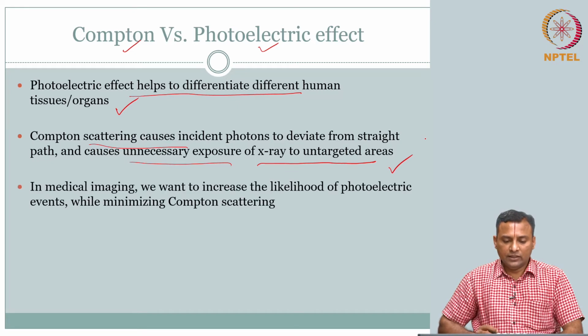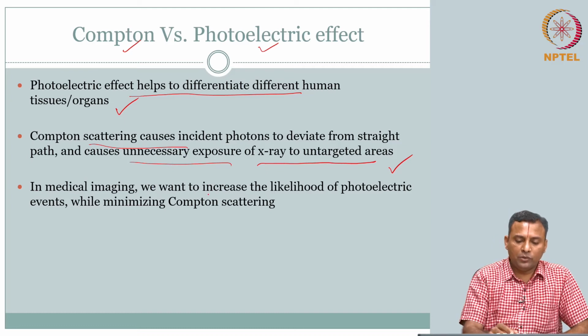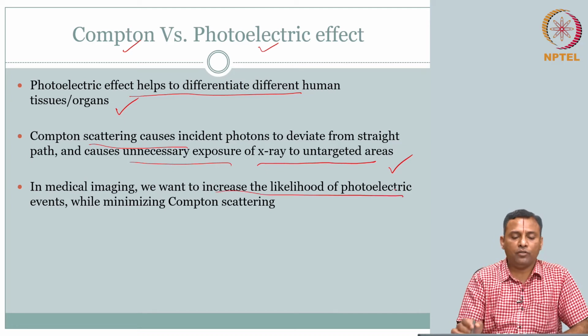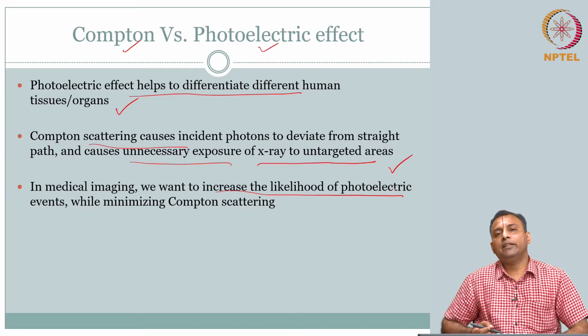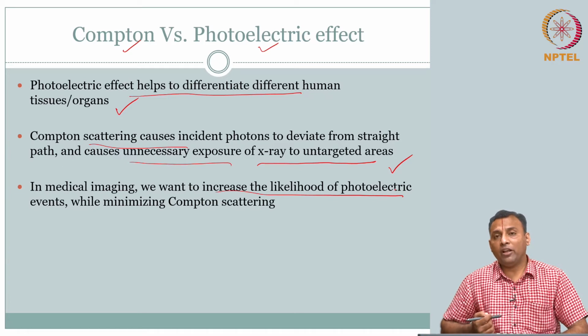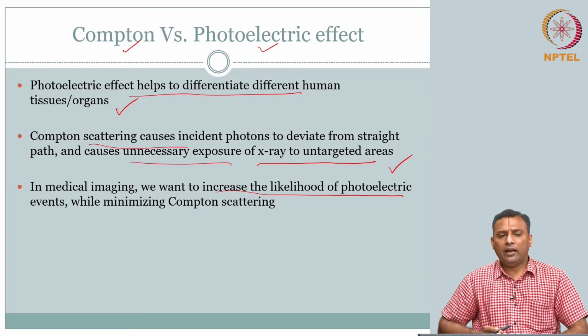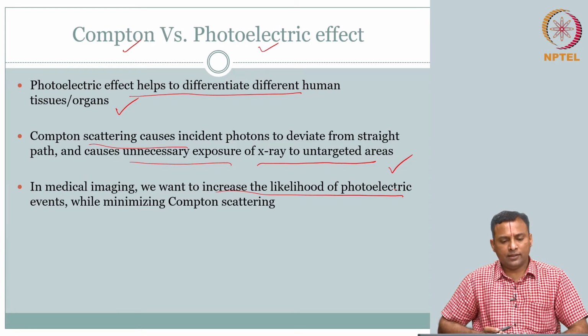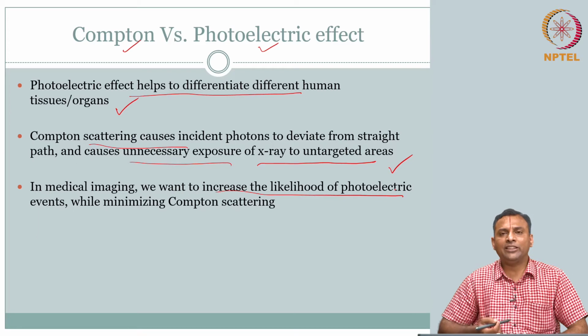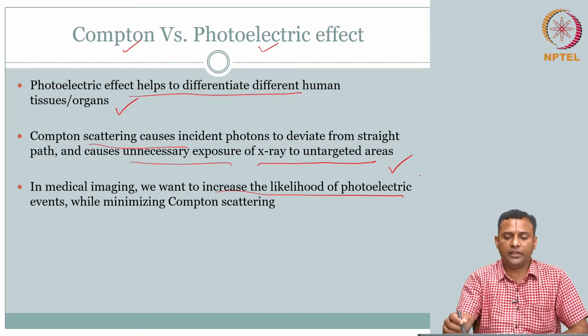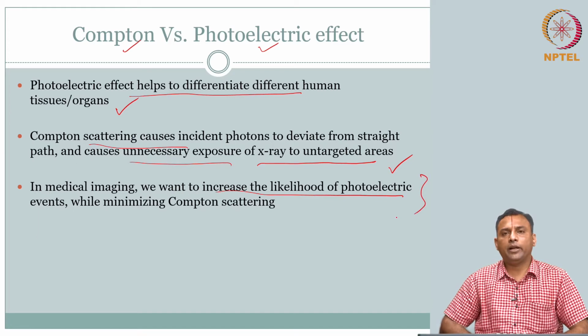So in medical imaging we would like to increase the likelihood of photoelectric effect while minimizing Compton scattering. Very important, we should know what we are going after. In some sense it is very intuitive. So let us take an example: how do I engineer this? Now that we have this knowledge, how do I exploit it?